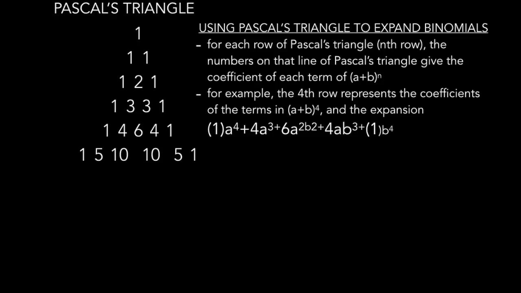For example, the fourth row represents the coefficients of the terms in a plus b to the fourth power, and the expansion is 1 times a to the fourth power plus 4 times a cubed b plus 6 times a squared b squared plus 4ab cubed plus 1 times b to the fourth power.